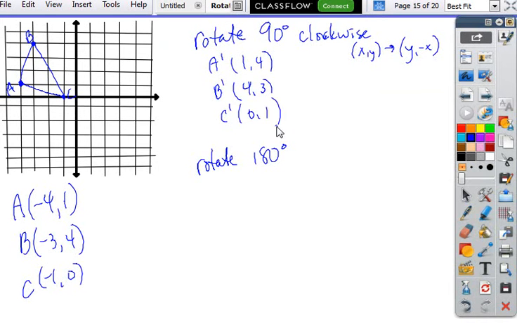And again, where did we say this should wind up? First quadrant. That means everything's going to be positive. So 1, 4 will be there. 4, 3. And then 0, 1.